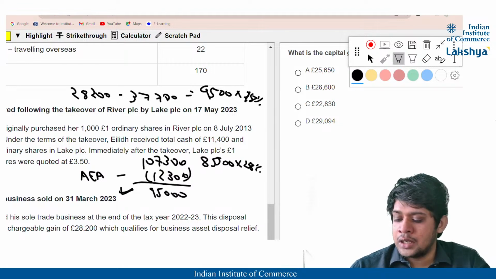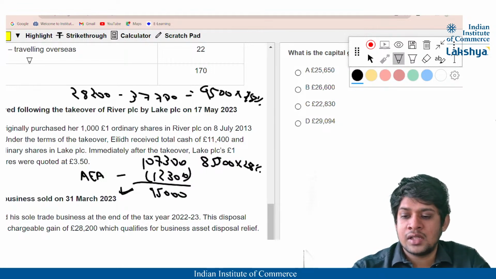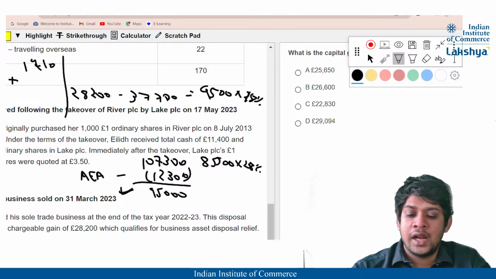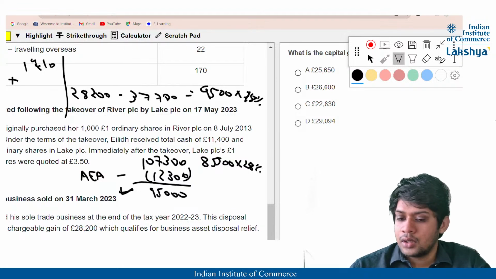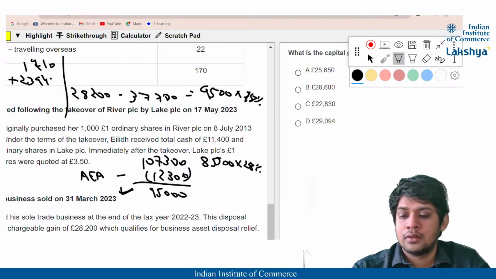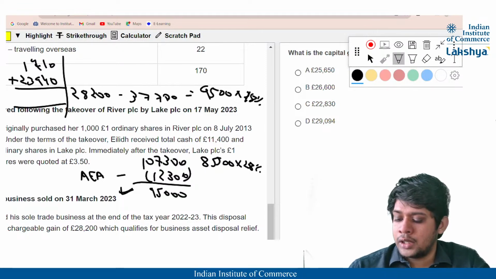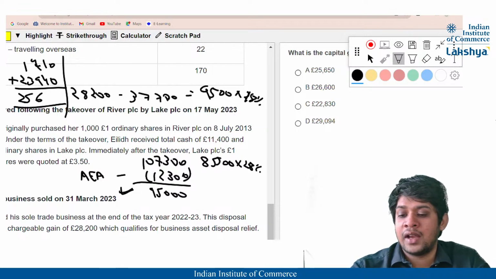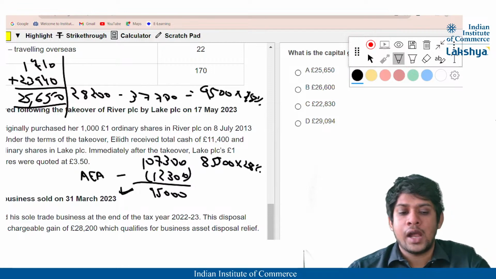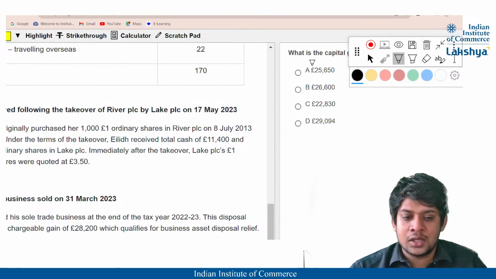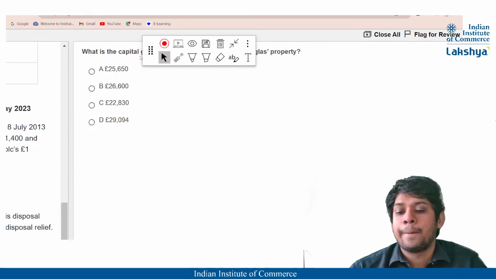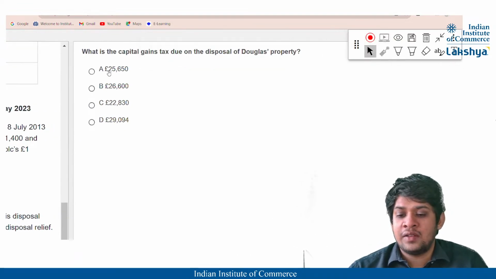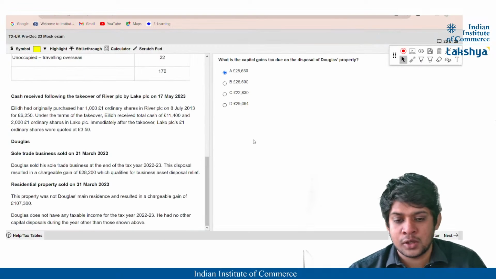So 9,500 into 18%, that is 1,710, plus 85,500 into 28%, that is 23,940. So her total chargeable gain will thus be 25,650. Okay. I hope guys it is clear to you all. Let us look at the options above provided. 25,650, we can see A option is the correct response.